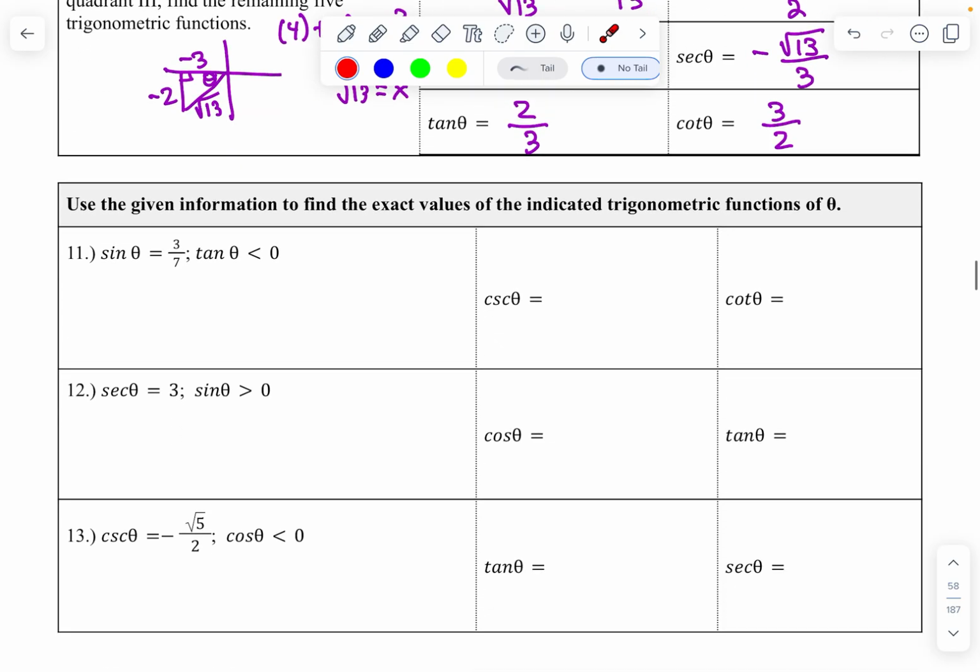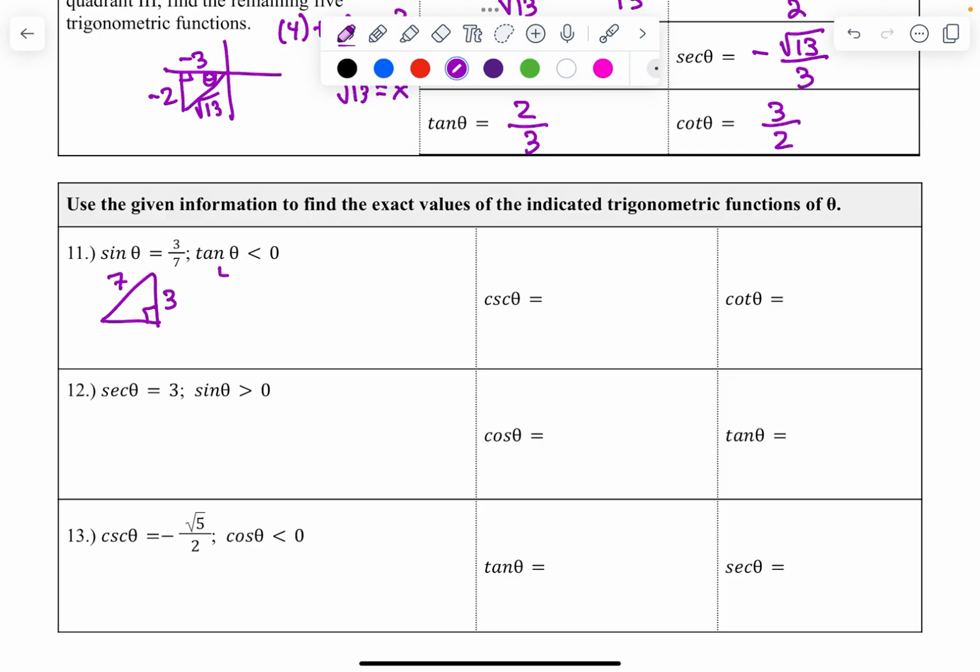All right, using the given information, find the exact values of the trig functions for the indicated theta. So sine was 3 over 7. So we have this, so Pythagorean theorem to figure out the length of the other leg.